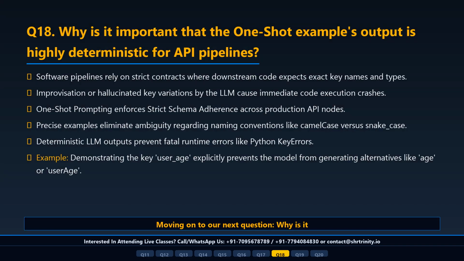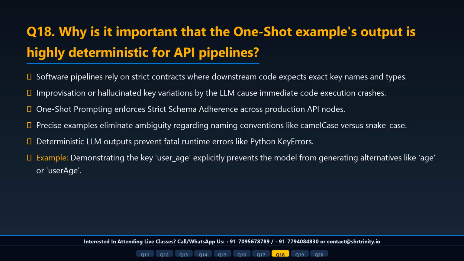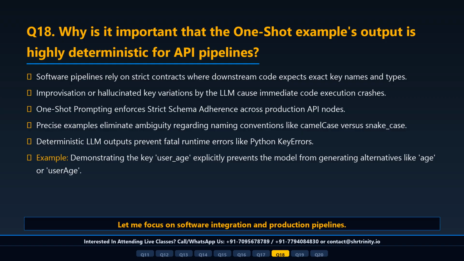Moving on to our next question, why is it important that the one-shot example's output is highly deterministic for API pipelines? Let me focus on software integration and production pipelines. In modern system architecture, an LLM is rarely a standalone component, it is usually a node in a larger automated data processing pipeline. Data flows from a user input, into the LLM, and then directly into downstream code written in Python, TypeScript, or Go. Downstream code relies on deterministic key-value contracts.